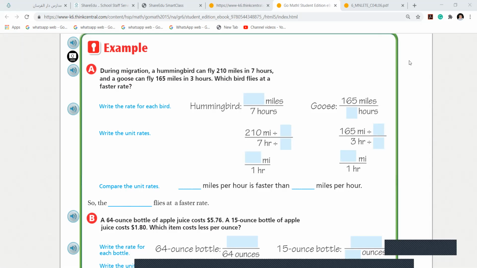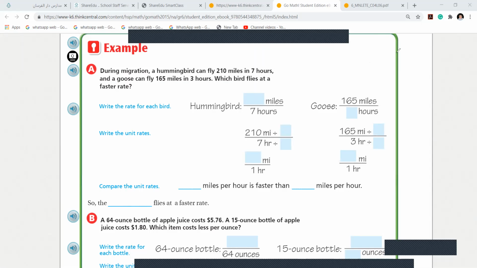So during migration, a hummingbird can fly 210 miles. Let me write here that it will fly 210 miles in how many hours? In 7 hours. A goose can fly 165 miles in 3 hours. Girls, to compare both, I need to know how much they fly in 1 hour. This is my main thing.